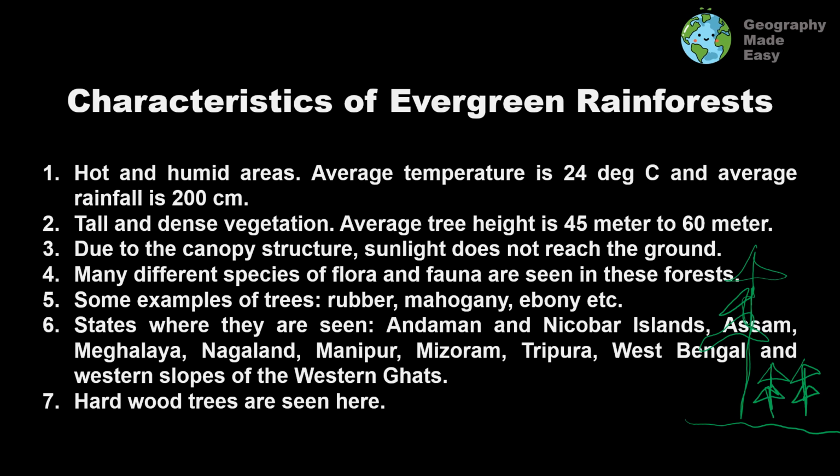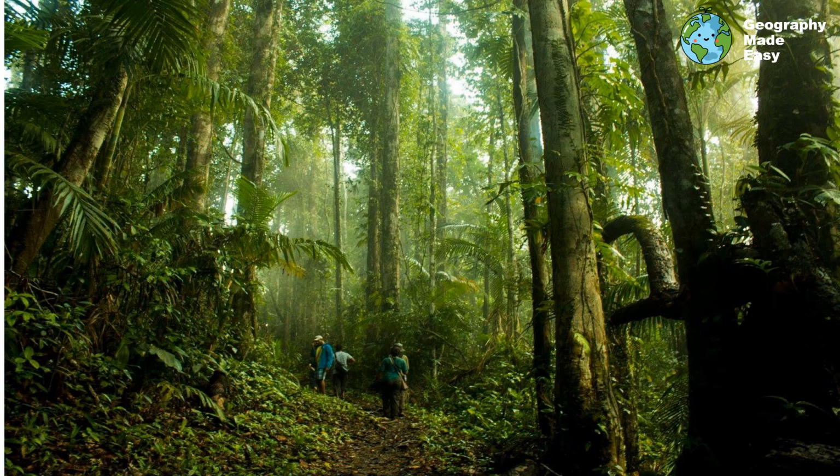Let us look at a photograph of this plant species. We see luxuriant plant growth with the canopy structure, so we have ferns, creepers, etc. growing over the trees, and we have these tall hardwood trees growing. Many different kinds of species grow here. There is thick leaf litter at the bottom, which is actually adding to the fertility of the soil.